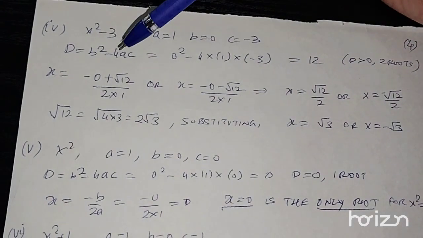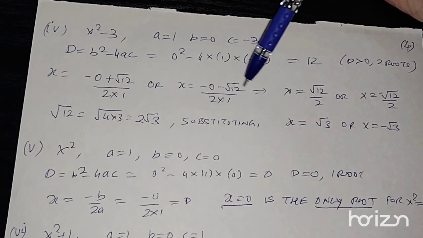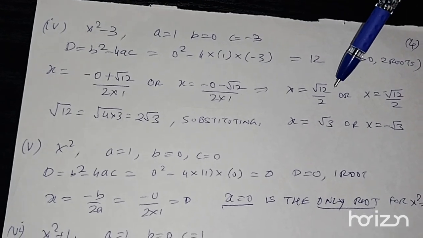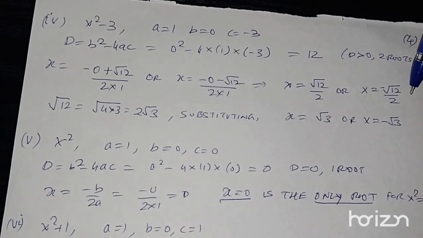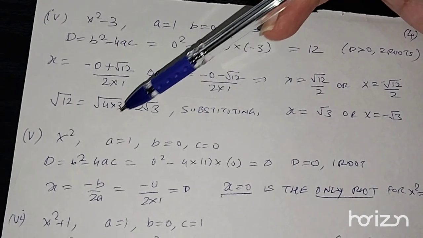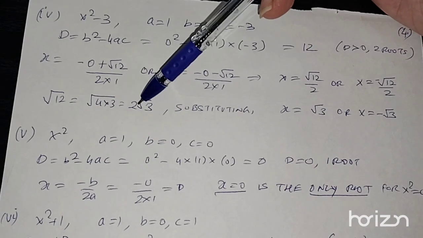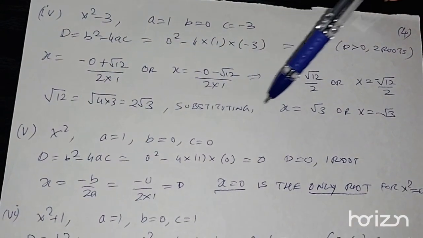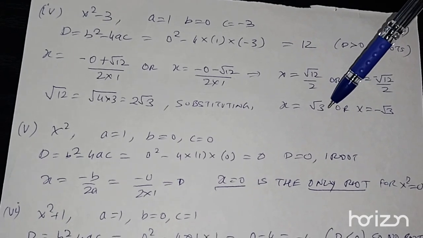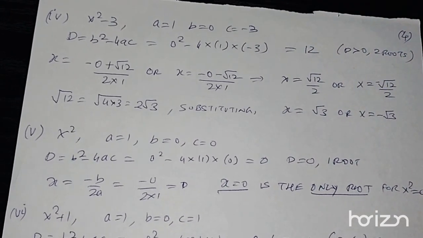What are the roots? Minus b plus square root of 12 divided by 2, or minus b minus square root of 12 divided by 2. That is either root 12 by 2 or minus root 12 by 2. But root 12 is square root of 4 into 3. So this 4, if you bring outside the square root, you will get 2 root 3. Substituting 2 root 3 for root 12, you'll get either root 3 or minus root 3. These are the two roots of this equation.